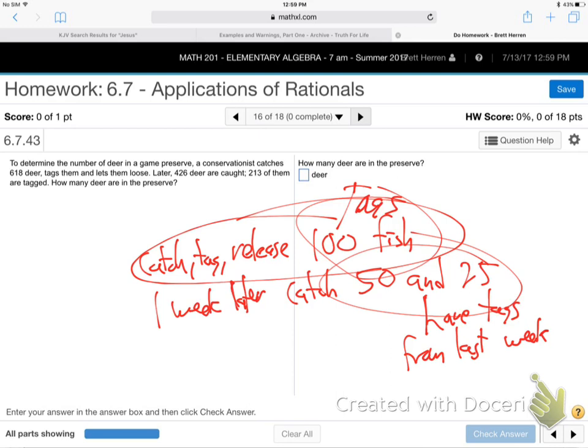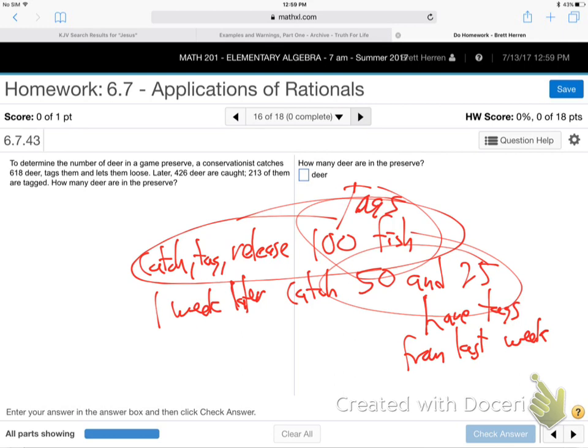Does everybody see how that's a way of estimating the number of fish in the lake? Because half the fish have tags in my little sample, so probably half the entire lake. I just grabbed these guys at random. I know there's 100 that have tags, so probably about 200 in the lake. 100 is half of 200. So they would have an estimate: we think there's about 200 fish in the lake. That's exactly what they do.